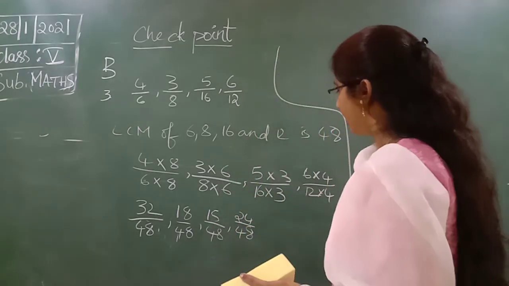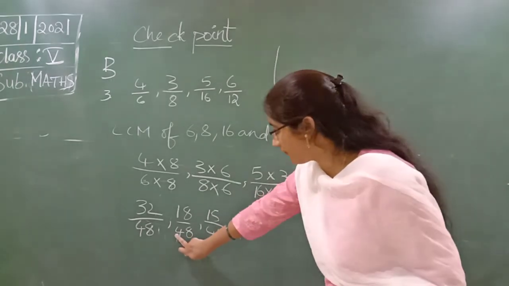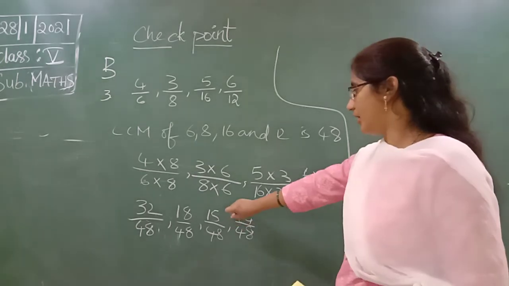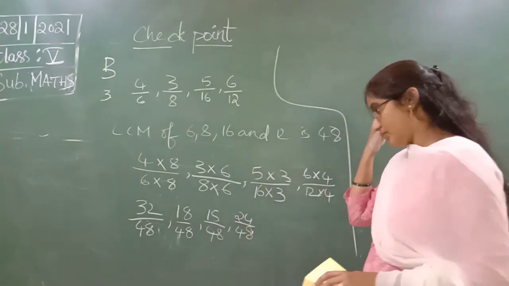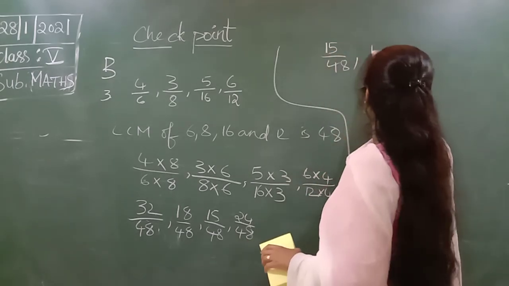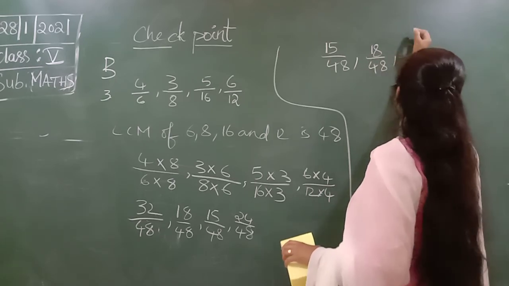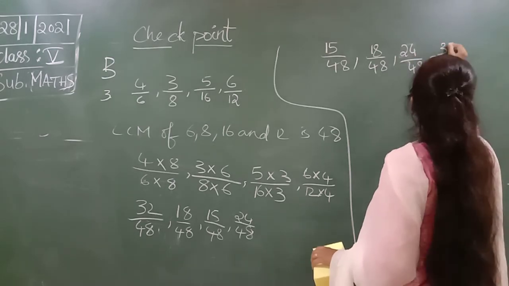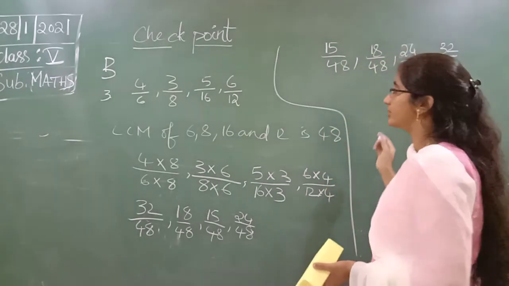Now compare these values. The denominators are equal, so these are like fractions. In like fractions, we compare only the numerators. They asked for ascending, that is increasing order. So first 15 by 48, next 18 by 48, then 24 by 48, and next 32 by 48.